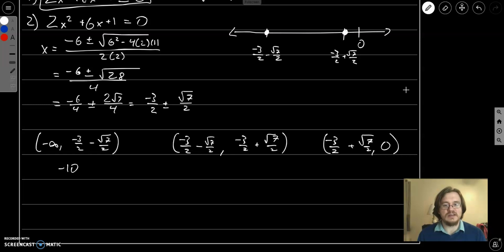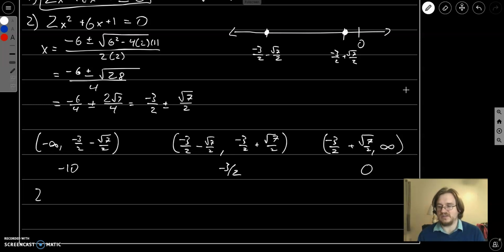A number in between these two, well, this is negative 3 halves minus a little bit. This is negative 3 halves plus a little bit. So negative 3 halves is certainly going to be a number in between here. And then this last one, 0, for instance. Oops, I wrote this interval down wrong. This should be all of the numbers greater than this boundary point right there. So 0, for instance, is going to be to the right of that point. So let's test each of these.